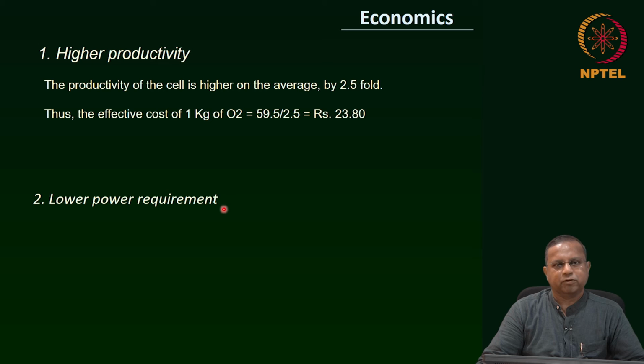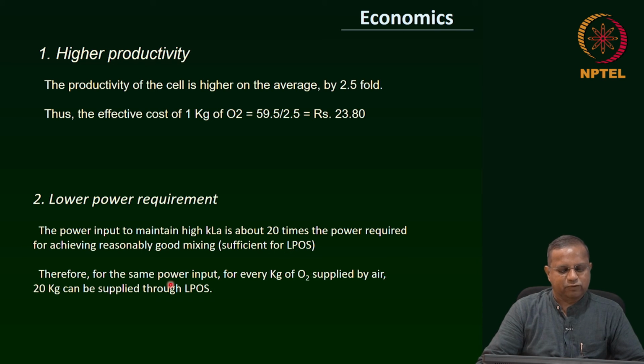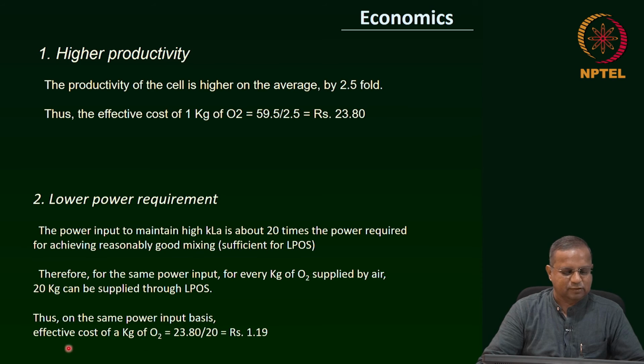We talked about lower power requirement, about 20 fold less. The power input to maintain high KLA is about 20 times the power required for achieving reasonably good mixing, which is sufficient for the liquid phase oxygen supply strategy. Therefore, for the same power input, for every kg of oxygen supplied by air, 20 kg can be supplied through LPOs. That is what it means. Therefore, on the same power input basis, the effective cost of a kilogram of oxygen drops 20 fold even further to 1.19 rupees.